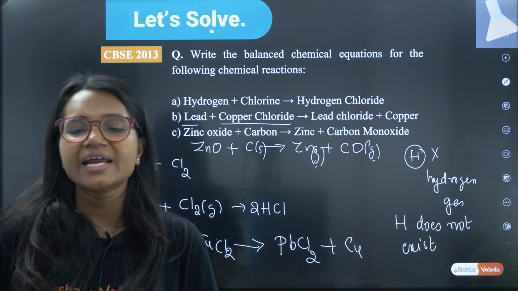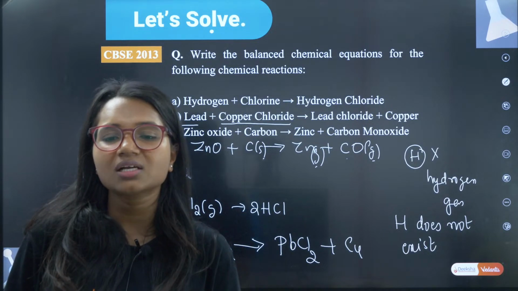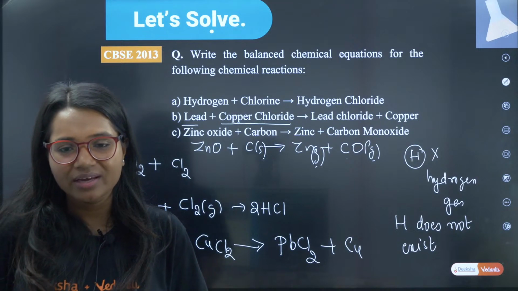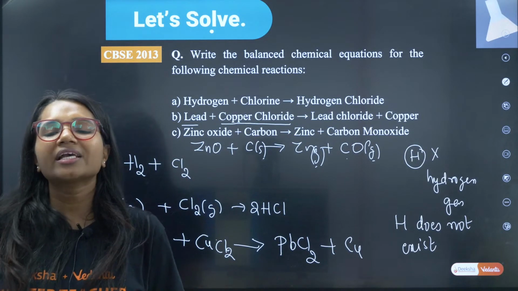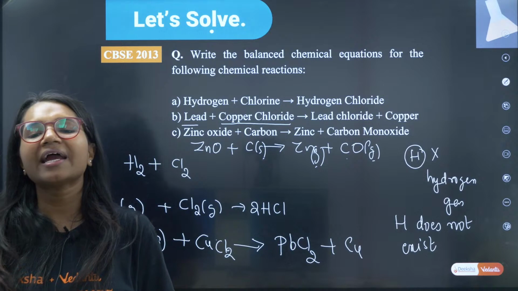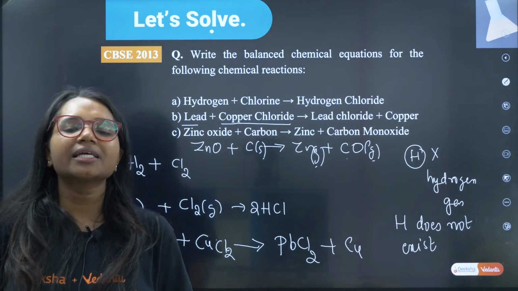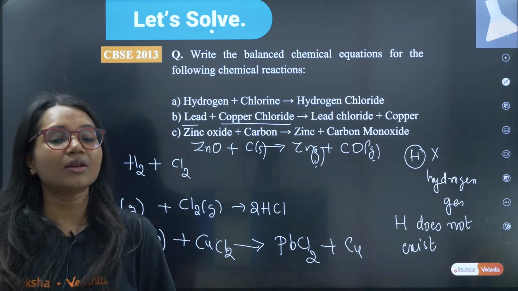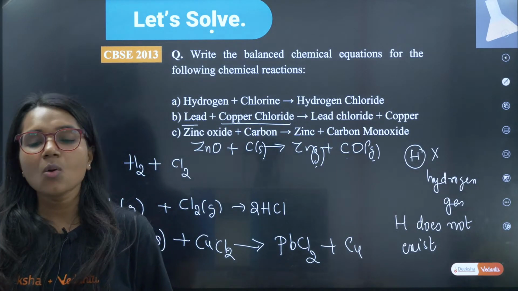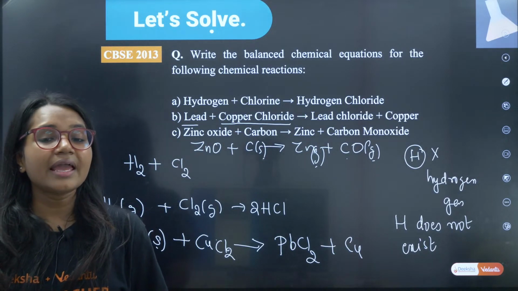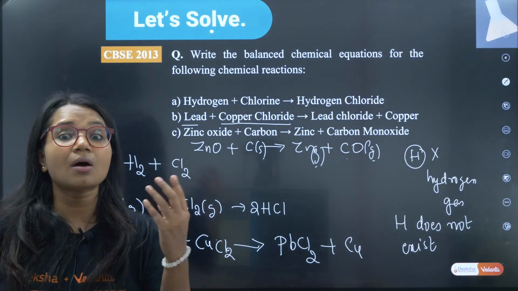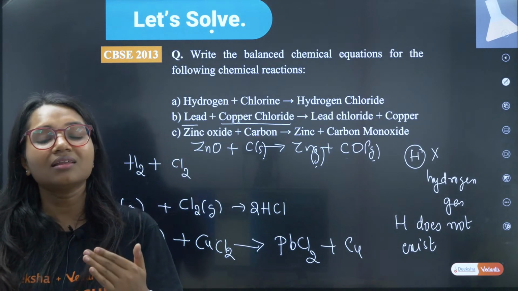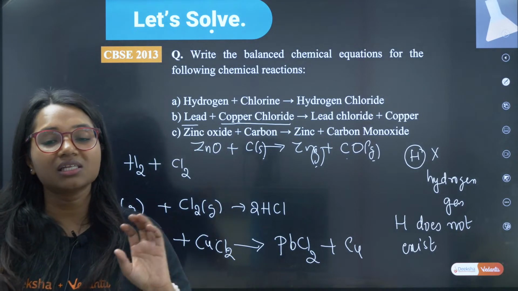Zinc oxide plus carbon giving zinc plus carbon monoxide is used for extraction of zinc metal. Absolutely correct, Rohit. To extract zinc from zinc oxide, we use this method. But if you don't know this extra information, don't write wrong in the exam. You might not get extra marks for writing extra points, but the examiner will definitely cut marks for wrong statements.